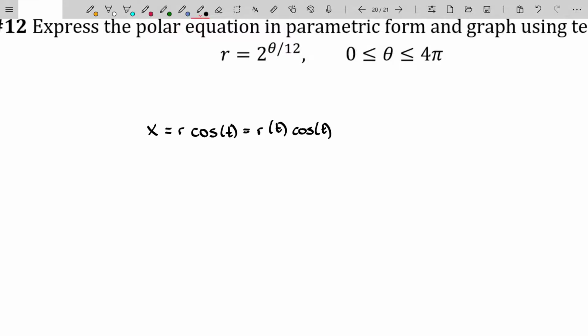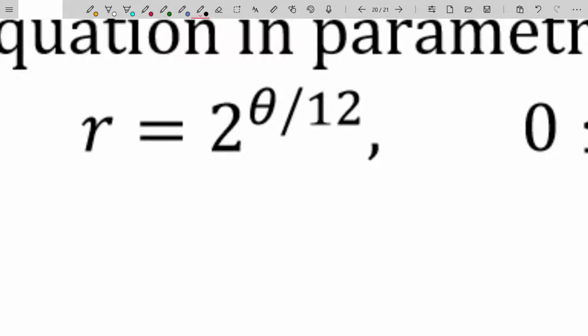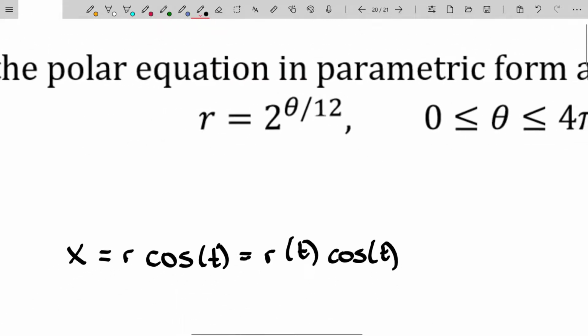You might say, wait a second, r looks to be like a function of theta. The reality is a letter is a letter is a letter. You could call that r equals 2 raised to the happy face over 12 for all I care. As long as you're consistent with that variable, it's not that big of a deal. So with parametrics, we use t almost always as our independent variable. So I'm just transitioning from theta to t. All it is is just rewriting it.